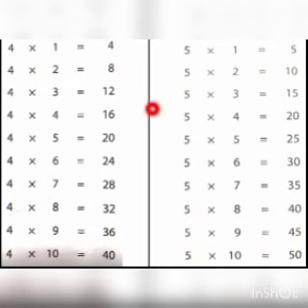Next one we have multiplication table of 5. Children, do you remember skip counting in 5s? To get to skip counting in 5s, we count every fifth number.